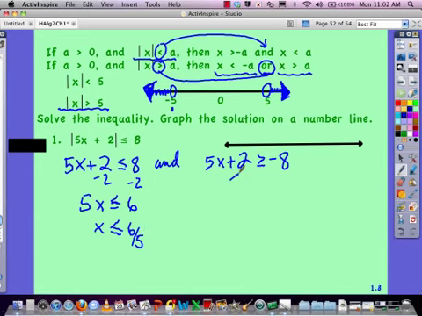Over here, subtract 2 again as well. 5x is greater than or equal to -10. Divide by 5. X is greater than or equal to -2. On your number line, you'll notice your solutions do not have the same number as your base, so just make sure you include them all when you're doing your graph.